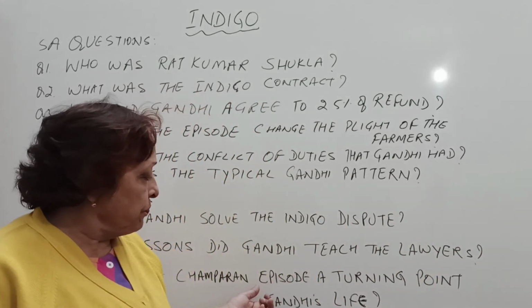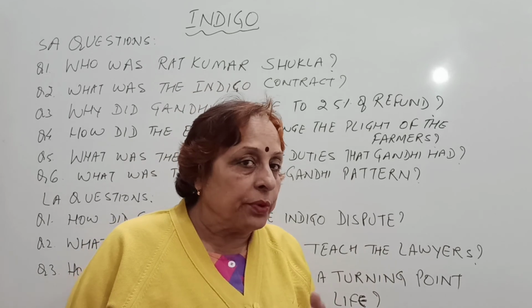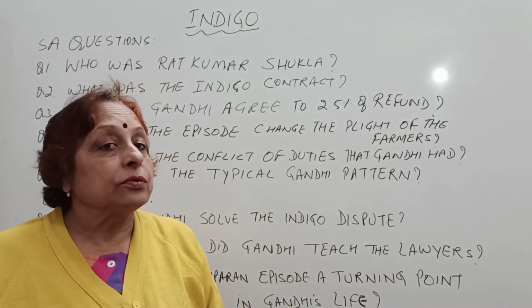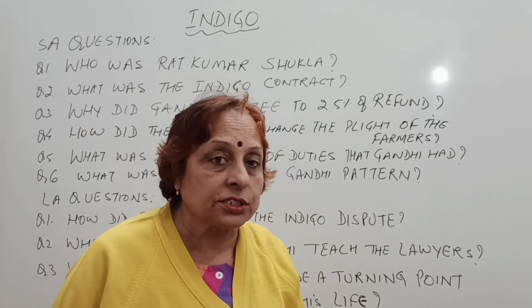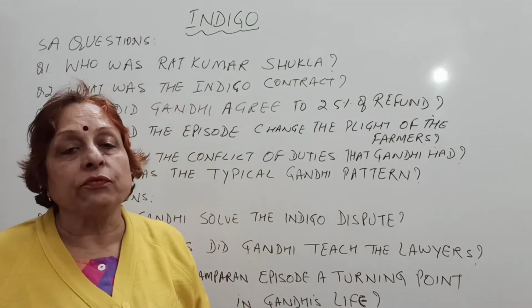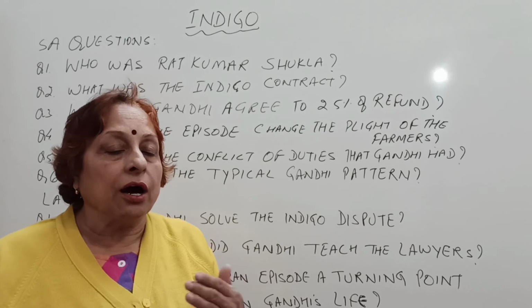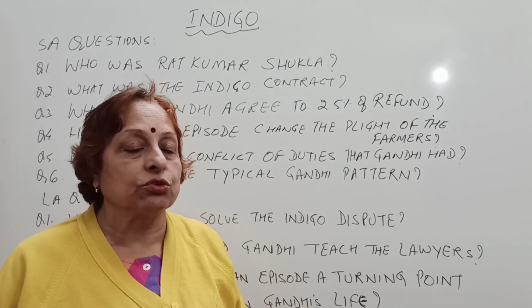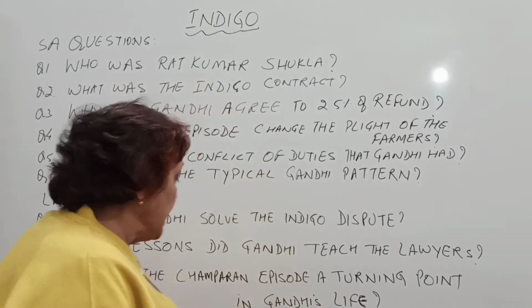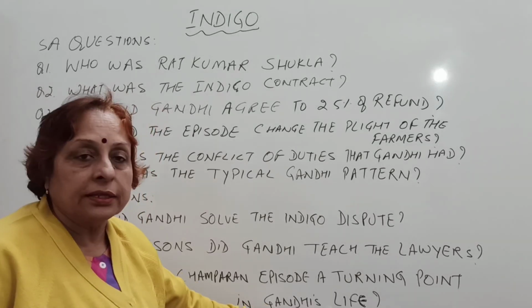And in this he saw that civil disobedience won. Then he saw that he had huge mass support, and he saw the way to struggle for India's freedom. He got the idea of how the British could be urged to depart from India. That is why it was a turning point in Gandhiji's life.